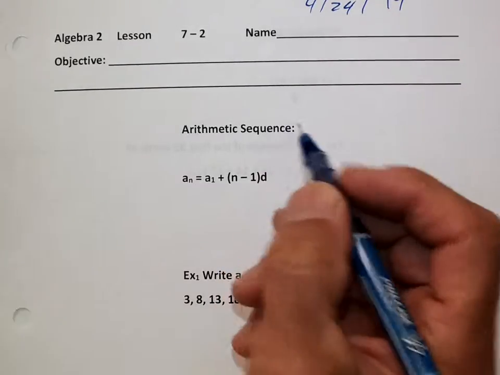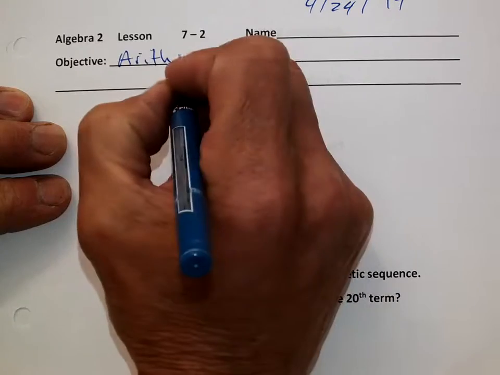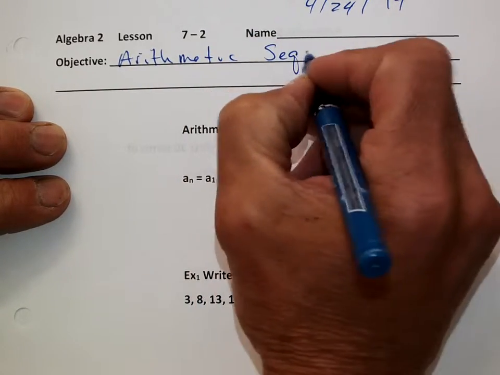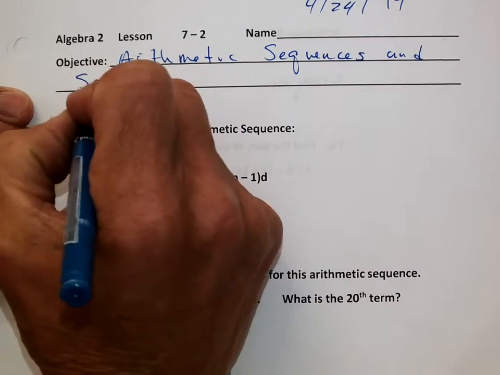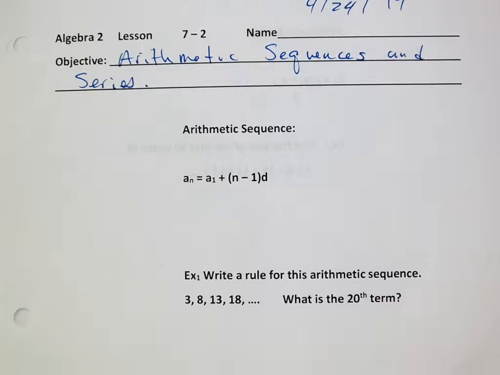Okay, so our objective today, what we want to talk about is arithmetic sequences and series. All right? Write that down. And then I'm going to put it in English for you, instead of math words. Arithmetic means you're adding the same thing every time. Arithmetic's like adding, okay?